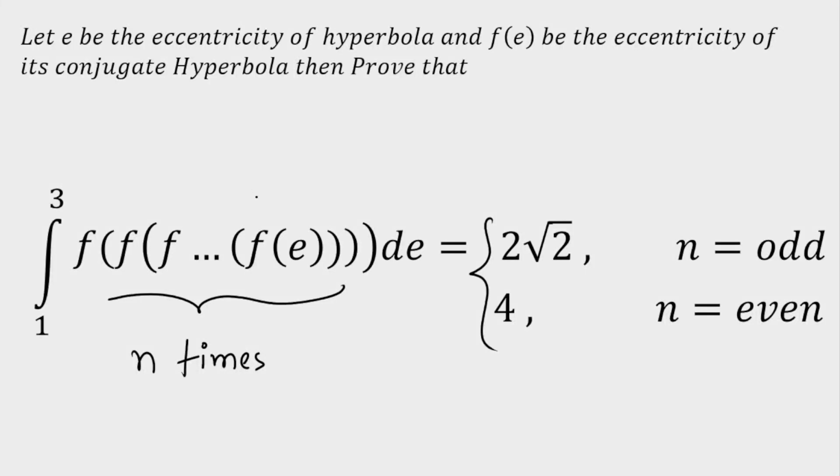In today's lecture, I'm going to solve a question from hyperbola as well as from integration. The question is: let E be the eccentricity of the hyperbola and f of E be the eccentricity of its conjugate hyperbola. Then we have to prove that the integration from 1 to 3 of this composite function, taken n times, that is f of E, will be equal to 2 root 2 if n is odd, and if n is even, it will be equal to 4. We have to prove this.